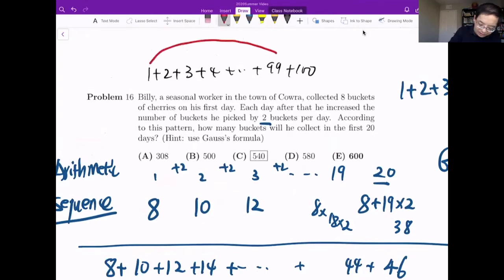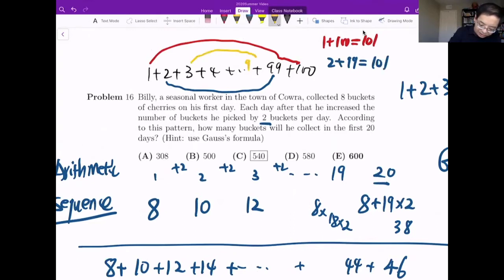Okay, 1 plus 100. So 1 plus 100 equals 101. And then 2 plus 99. So 2 plus 99 is also 101. And then you have 3 plus 98, which is also 101, right?